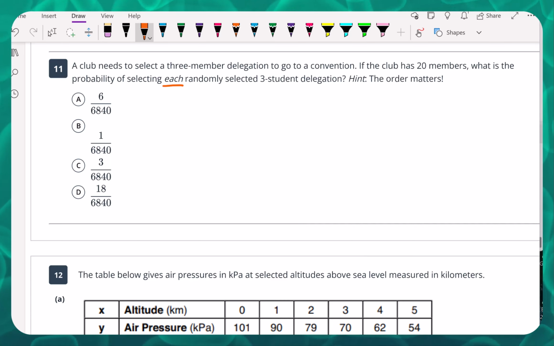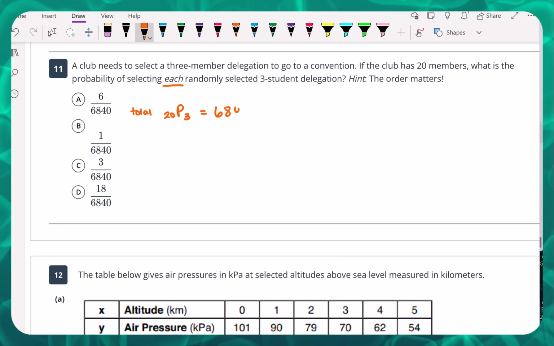Just trust me on that. Now I've got a total. It looks like the total is going to be 6,840. Now, how do they get that? We've got 20 members, and if the order matters, we're picking 3 of those. That's going to be 6,840. So that checks out the denominator.